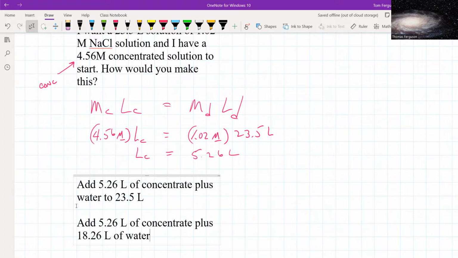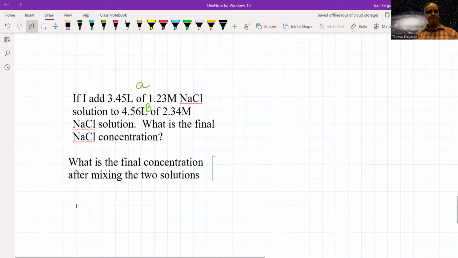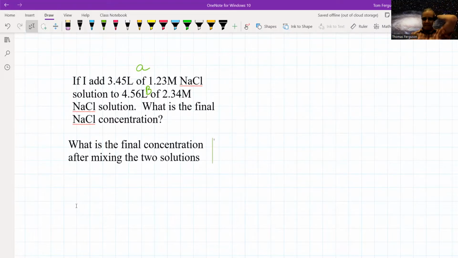Now, is everyone okay with this starting from a concentrate? Do you guys want me to do another problem or do you want to go to the next? Okay, so let's go to the next kind of problem. The next kind of problem is a mixed problem. So we have two solutions of different concentrations of salt and water, and we dump them together. What's our final concentration of salt?